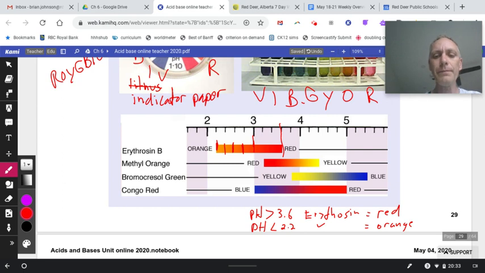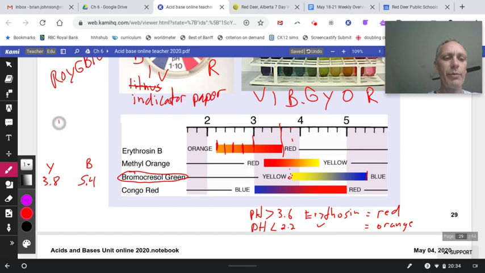Now, some of them have their own unique intermediate color. For example, bromocresol green. It is yellow at a pH of 3.8. And at 5.4, it is blue. And if we think about Roy G. Biv, how do we get from yellow to blue? There's a green intermediate color. So if you were around 5, 4.8, somewhere in here, you get this transition of a green intermediate color. So that can be helpful as well.